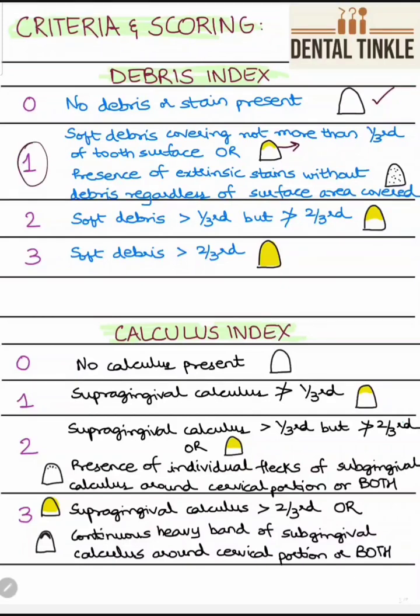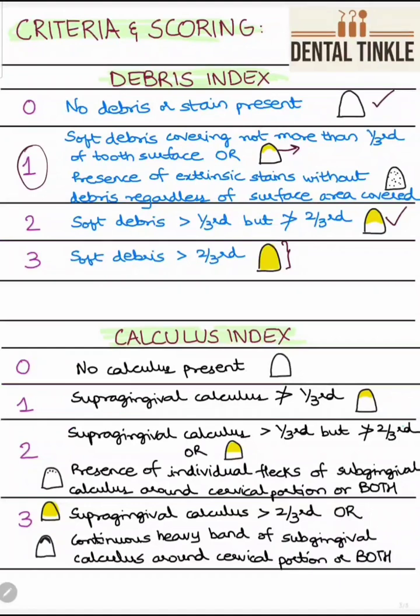The score 2 is given if the soft debris is covering greater than 1/3 but not more than 2/3, and score 3 is given if the soft debris is covering greater than 2/3 of the tooth surface. Now, how to score the calculus index?